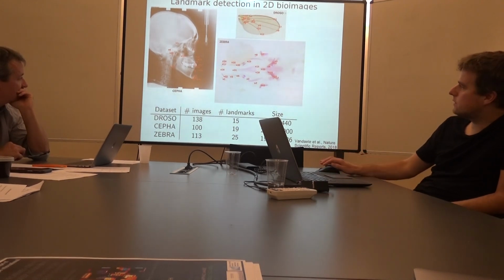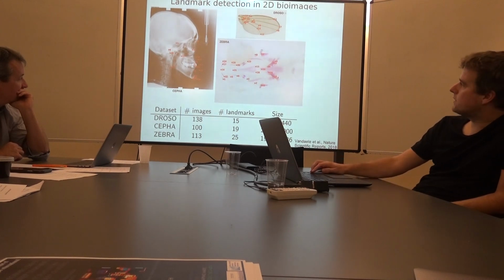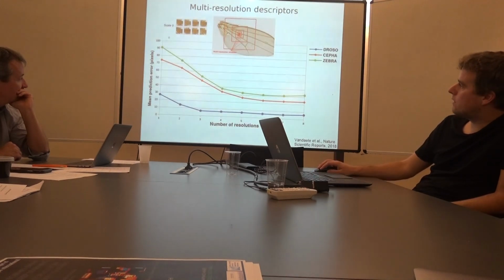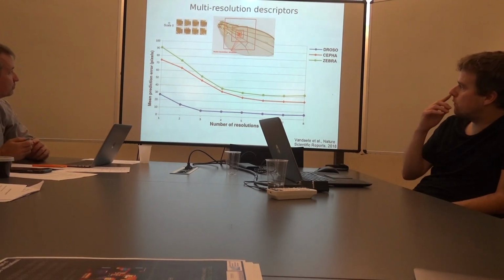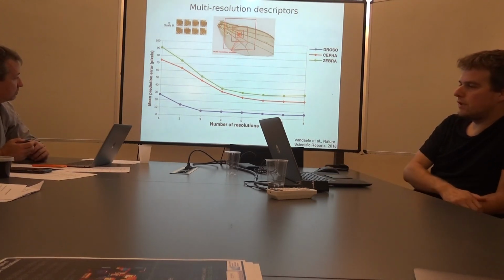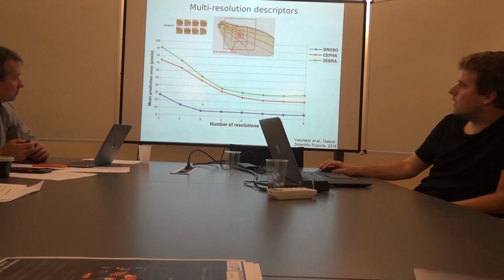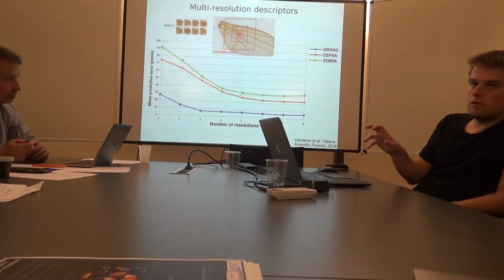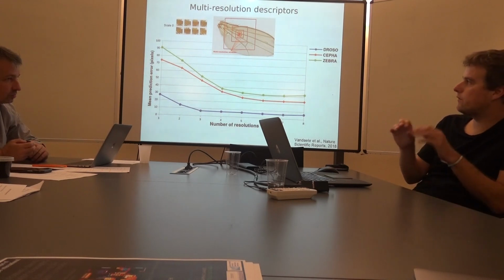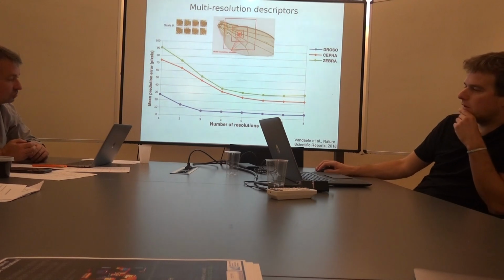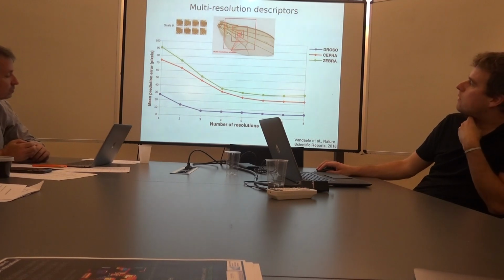In several images. And that's the same for the other types of images. What was important in these studies is to actually use multi-resolution descriptors. While in the previous task it was possible to predict the texture of the tumors only based on one scale, here it's necessary to take into account the context of the landmark.